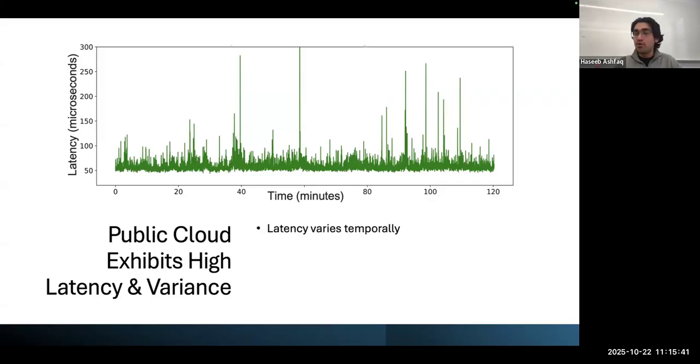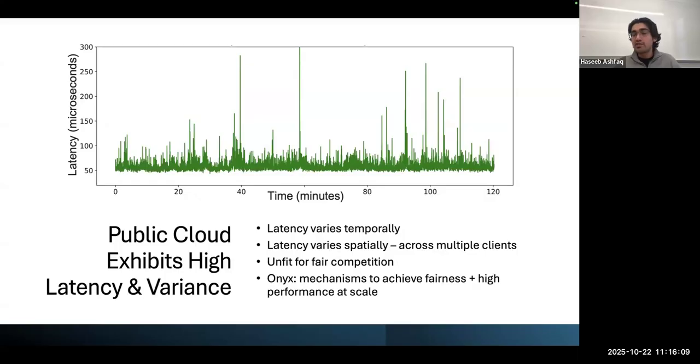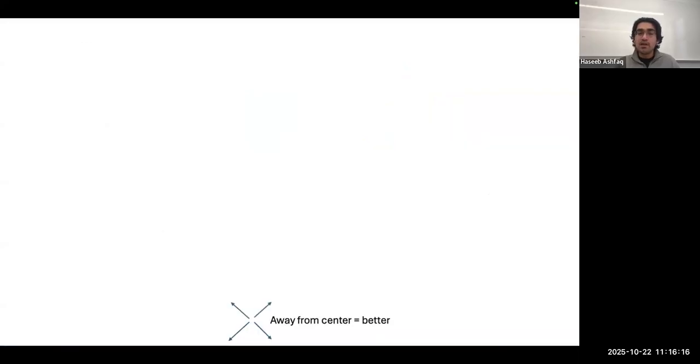So latency varies temporally. Over time, the latency may change, and latency also varies spatially. If we have two pairs of VMs, whatever the latency is between one pair, it may differ from the latency between the second pair. Now, this is important because we want the latency from the exchange to all the traders to be the same, but the VMs in the public cloud do not exhibit that. This is unfit for fair competition, and that's where Onyx comes into the picture, where we develop mechanisms to achieve fairness and high performance at scale.